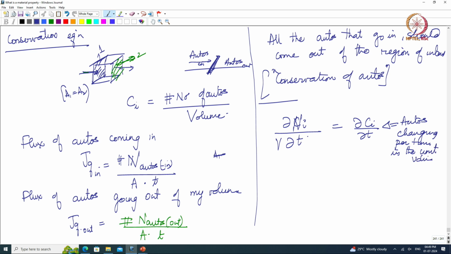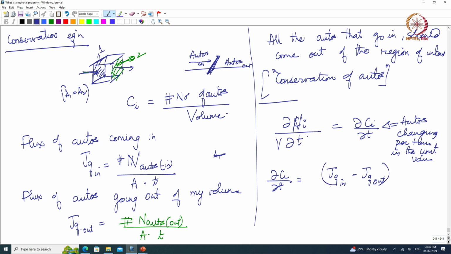Right. So, the thing is all autos that go in should come out. They may come out at different times and other things, that is okay, but all autos that go in should come out. Okay. So, now ∂Ci/∂t is equal to the flux of autos that is going in minus the flux of autos that is coming out, right.